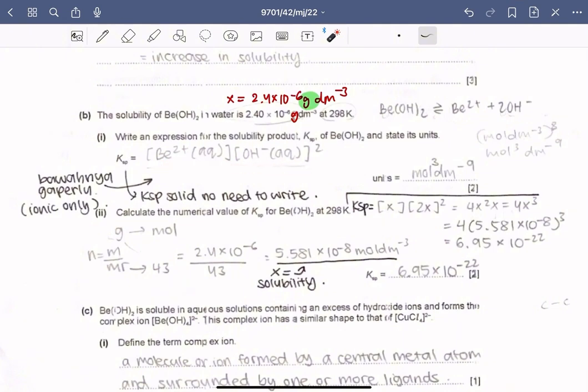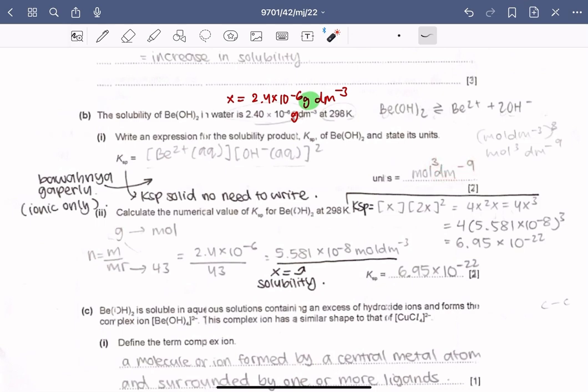Then because it has a coefficient of 2, we write the power of 2, and because it's practically x multiplied by x squared, it forms x cubed. So mole per dm cube, we cube it, we form mol cubed dm negative 9.